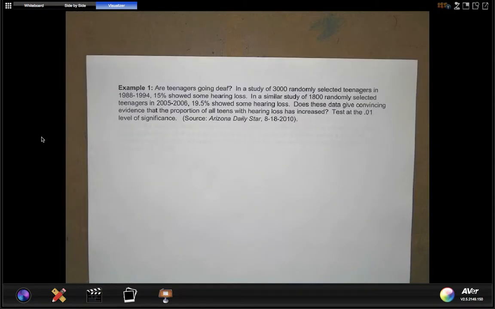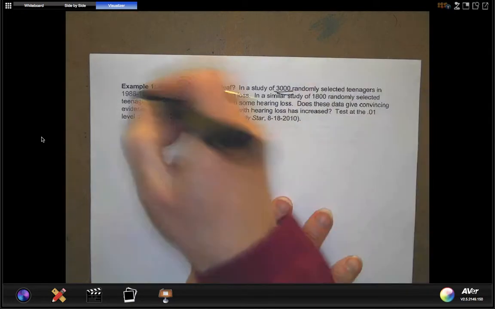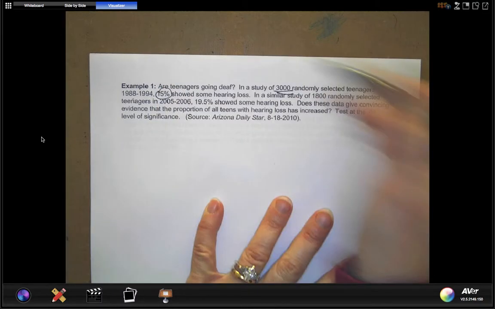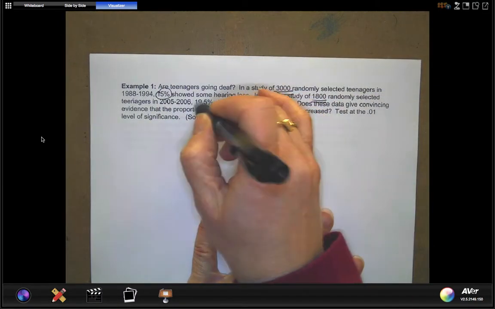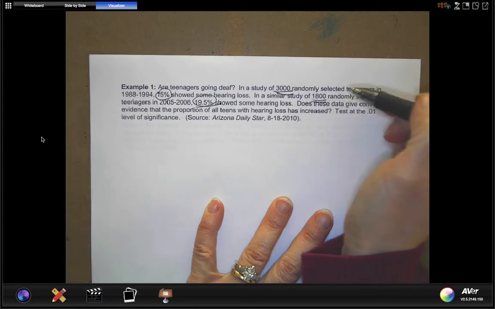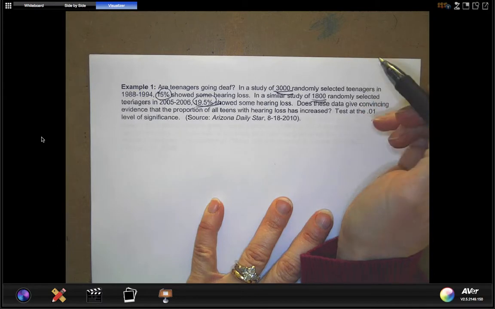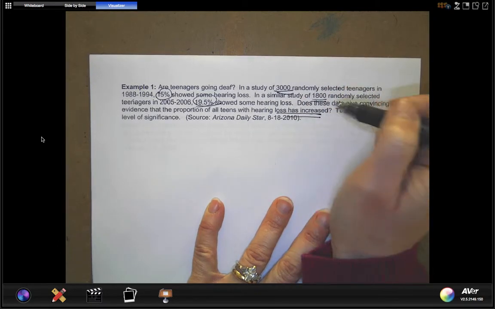All right, let's talk about teenagers going deaf. So are teenagers going deaf? We've got a study here of 3,000 randomly selected teenagers in this year, and 15% showed some hearing loss. In a similar study of 1,800 randomly selected teenagers, 19.5% showed some hearing loss. So do these data give convincing evidence that the proportion of all teens with hearing loss has increased?